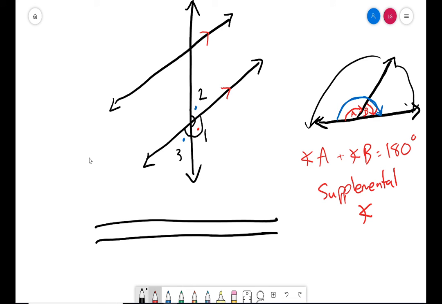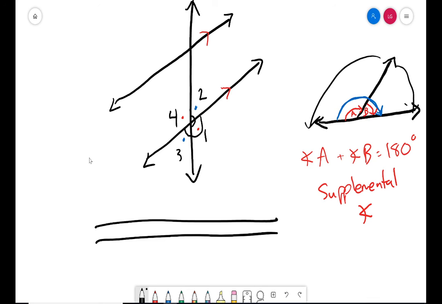Okay, you might see then we have another angle to contend with here. We'll call it angle 4. Which angle is 4 supplemental with? Well, two different ones, two different pairs. 4 and 2 are supplements. 4 and 3 are supplements. So you can probably see it.